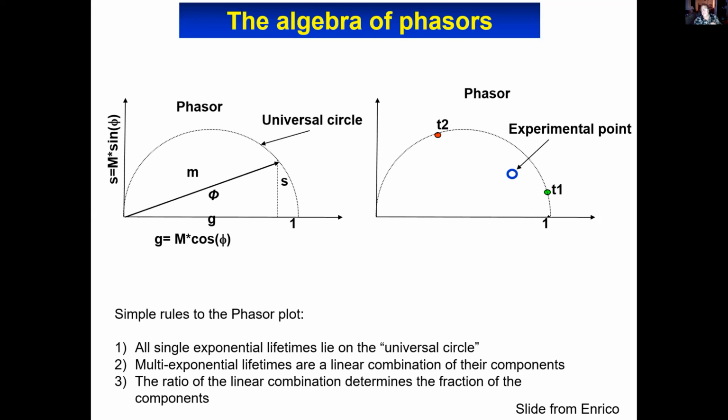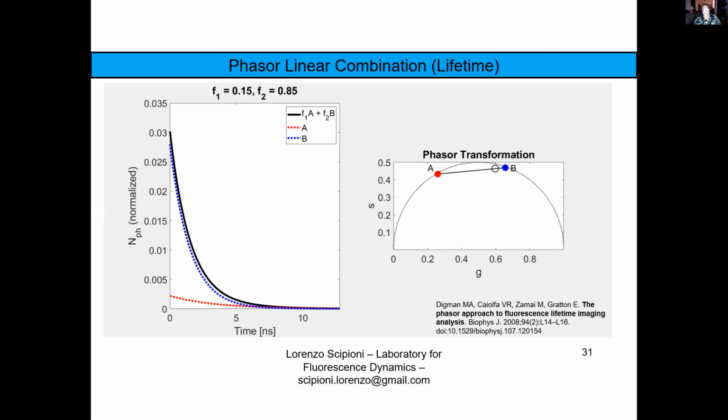And if it's a mixture of only two components, then it's going to lie along the line tying these two together. And in fact, you can easily extract the fractional contribution of each component from the phasors. And here's a nice little animation from Lorenzo from the LFD, and he's going to be talking, I guess, later today or tomorrow. And I like this very much, this little animation.